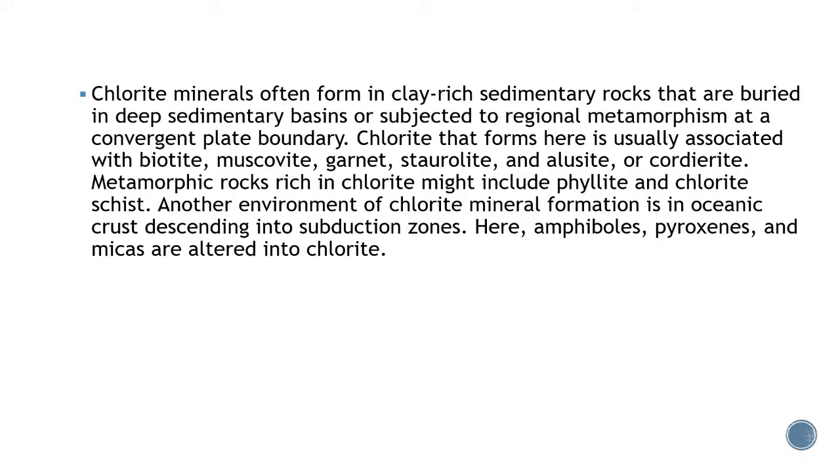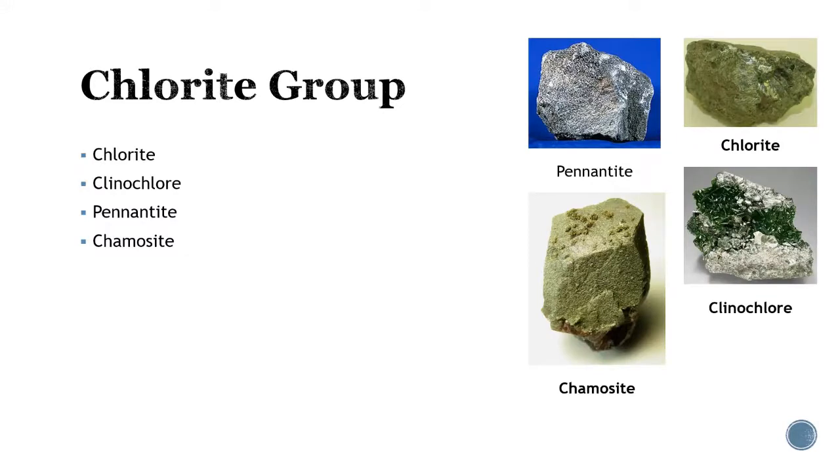Their variable chemical composition gives them a range of hardness and specific gravity. This makes them difficult to differentiate in hand specimen because they don't have any diagnostic property, since they don't have a constant specific gravity or hardness within the group. So they vary in hardness and in specific gravity. These are the few common minerals which belong to the chlorite group: chlorite, clinochlore, pennantite, chamosite, etc.